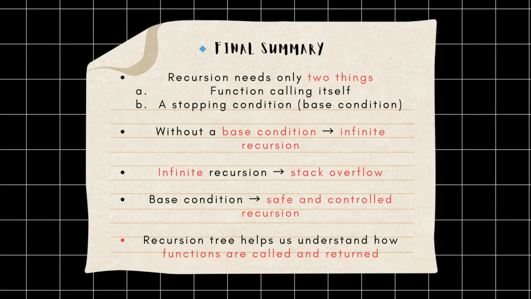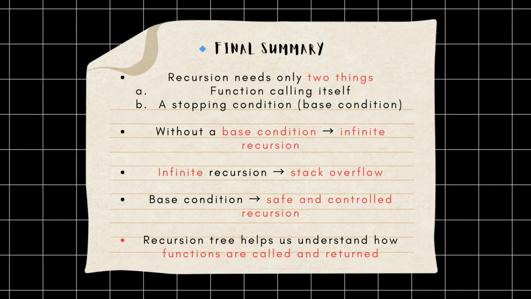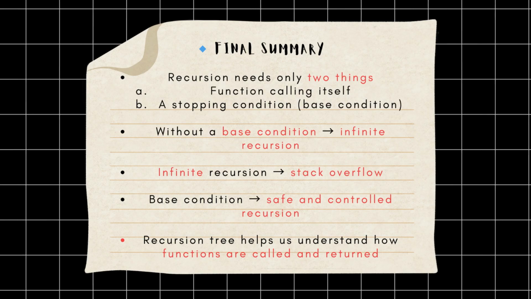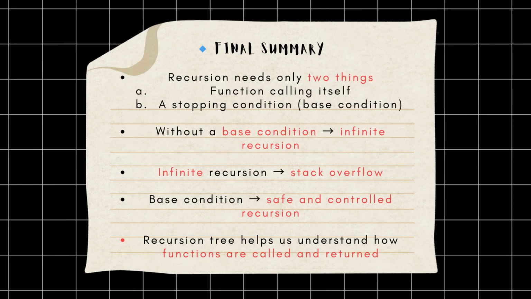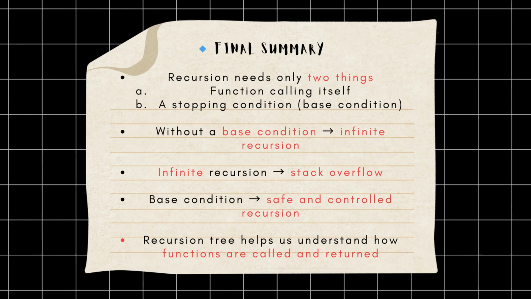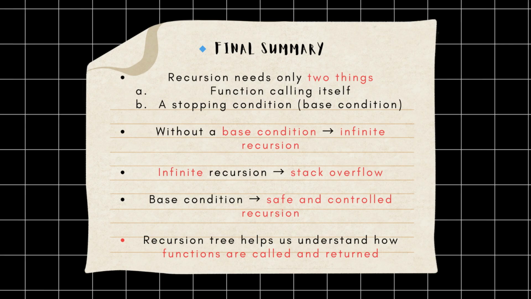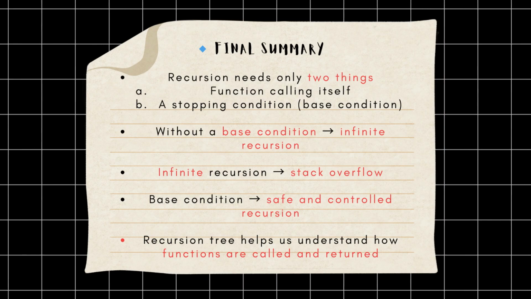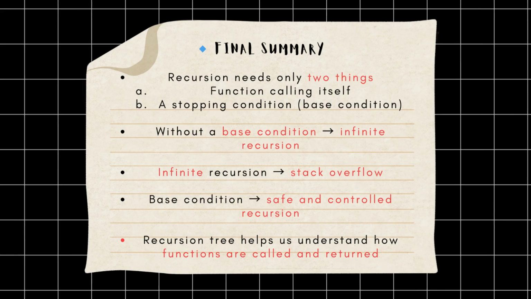The final summary of this video is: recursion needs only 2 things: a function calling itself, and a stopping condition, the base condition. Without a base condition, it leads to infinite recursion. Infinite recursion leads to stack overflow. A base condition leads to safe and controlled recursion.